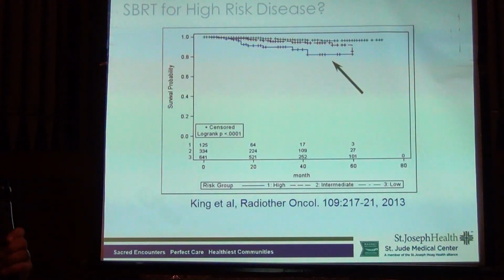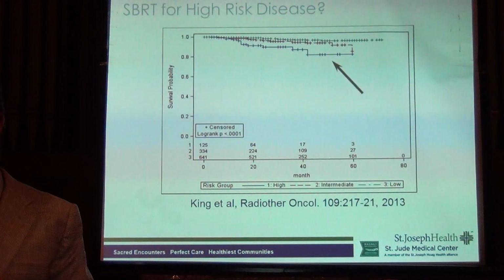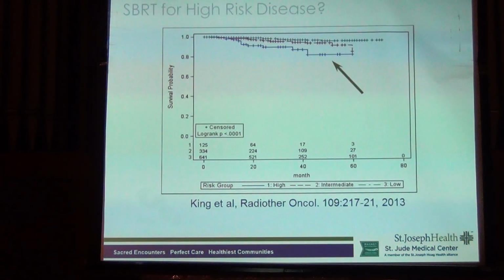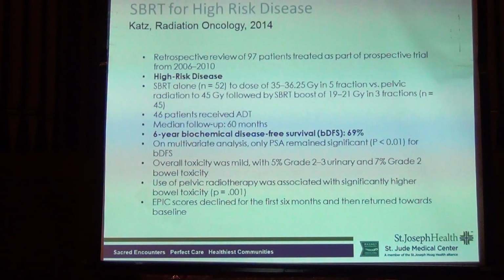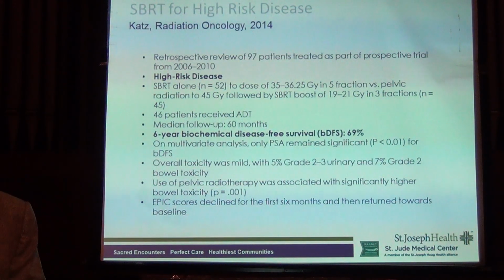So I talked about the earlier stage diseases, the earlier risks. Can we use it for high-risk disease? We can. In fact, the numbers are even better than for standard therapy. And this is just flying through. This is a high-risk study. 70% of patients in the high-risk group had biochemical free survival at 6 years, compared to standard therapy, that was about 65%. And I'm going to show you the newer data that's actually been higher.